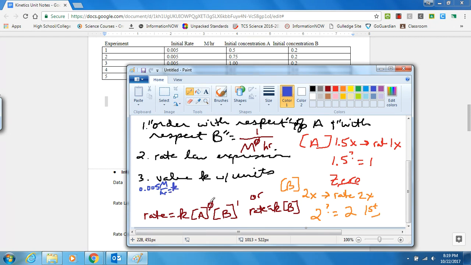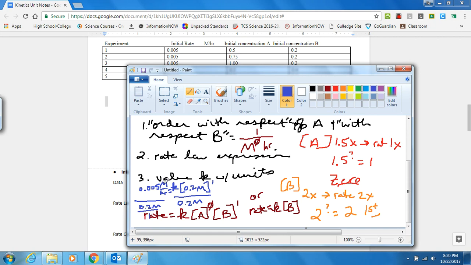That is concentration of A to the 0, which is just nothing. So let's just use this one, B raised to the first order. So B's concentration is 0.2 molarity raised to the first. Now, what I'm going to do here is divide by 0.2 M on both sides. And this is like saying molarity over 1.